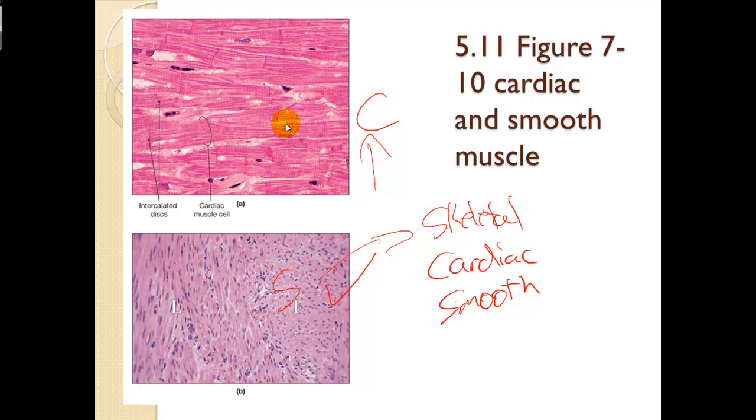This has some striations in it. It has something very special called intercalated discs, and these allow entire regions to contract simultaneously. So in the heart, that's very important. It does have autonomic features. We cannot stop our heart by thinking about it.